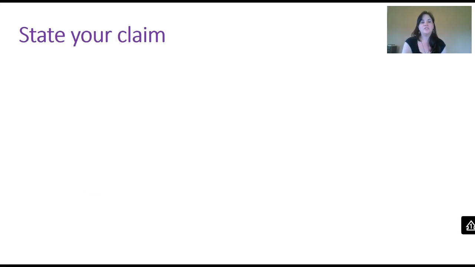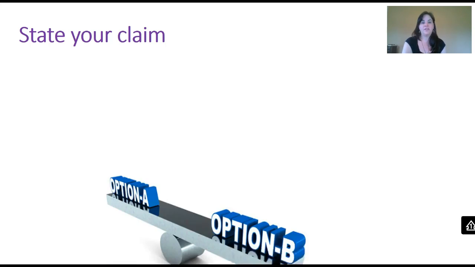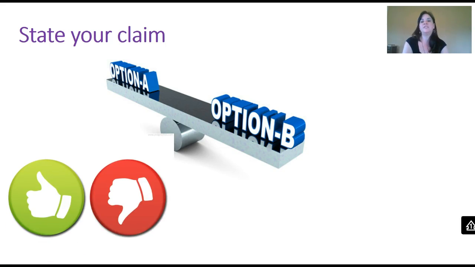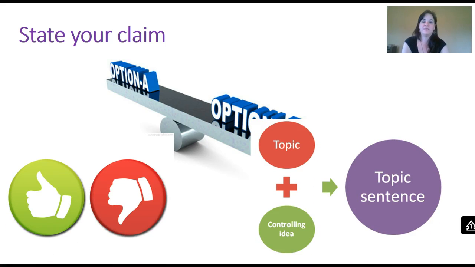The second thing you should do in persuasive writing is state your claim. You need to choose one side of your issue, and then you need to state your opinion. In a persuasive paragraph, that becomes your topic sentence. The topic is the issue, your opinion or your claim is your controlling idea, and so altogether, that makes up your topic sentence.